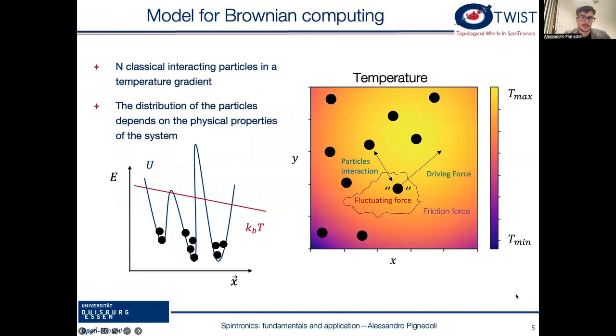In these slides, I would like to introduce what we study to implement this idea of Brownian computing. Here we want to consider a system with n classical interacting particles that are free to move in a temperature gradient. And as you can imagine, the distribution of the particles over time depends on the physical properties of the system: for instance, the temperature gradient, the shape of the temperature profile, the driving forces, and the interaction between particles. So at the end of the day, we want to study this kind of system and understand how we can implement this idea of Brownian computing exploiting the system.